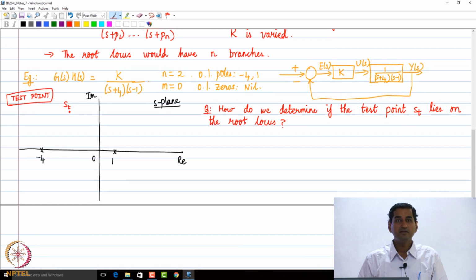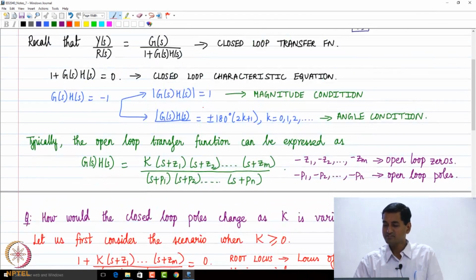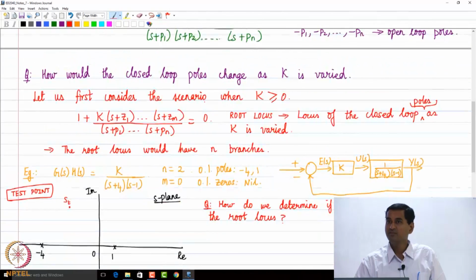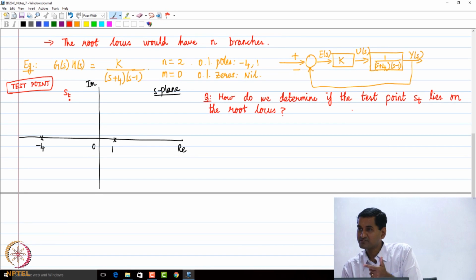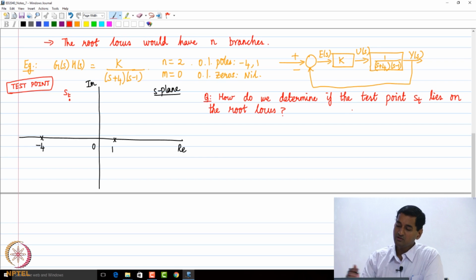If the test point lies on the root locus, it should satisfy two conditions. What are they? If any value of s has to be a closed loop pole, it has to satisfy the magnitude condition and the angle condition. Please note that once again we are checking the open loop transfer function. That is one important feature of this method: although we are interested in the closed loop poles, we are evaluating the open loop transfer function. Please keep that in mind. We will shortly realize that, by and large, in this exercise the angle condition is the one which is going to be pretty helpful to us.